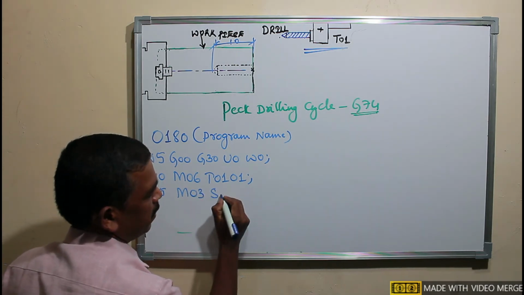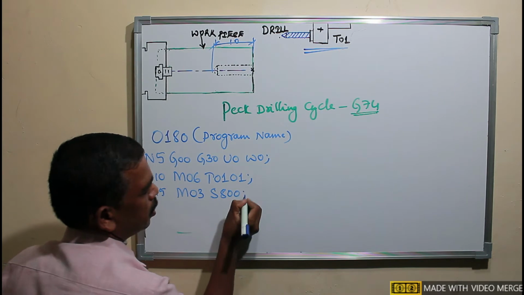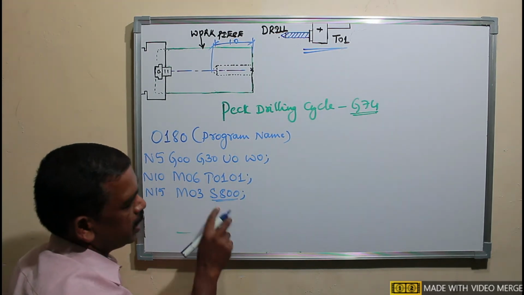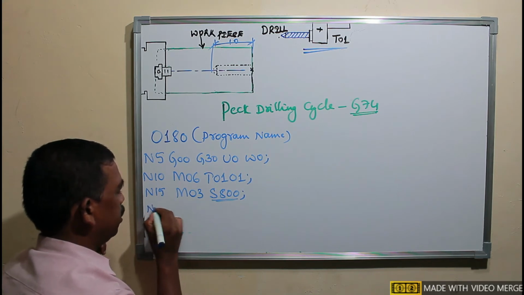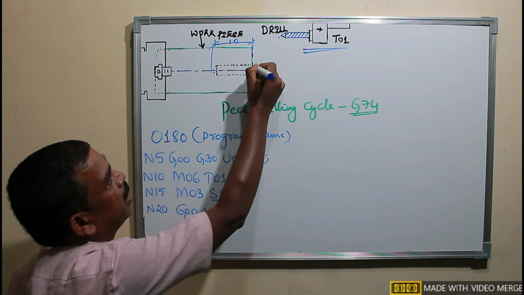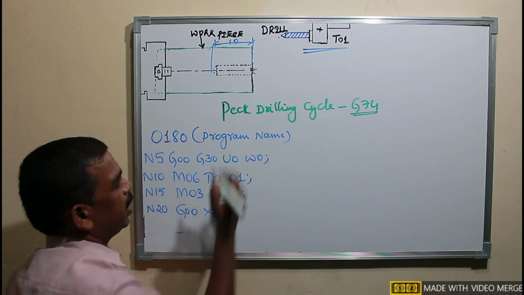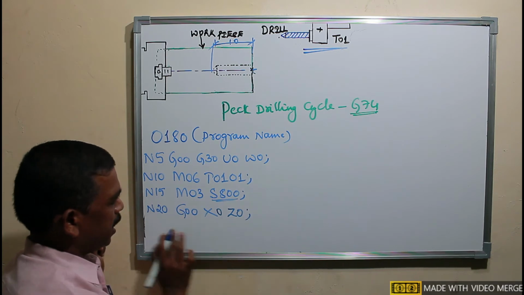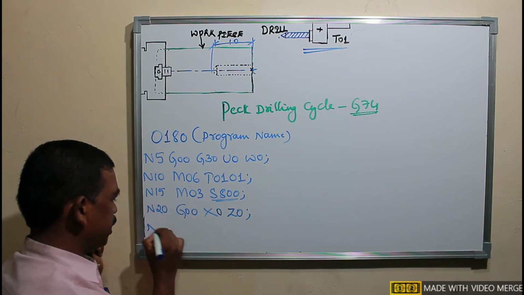N15, and then I will rotate the workpiece. M03 and the spindle speed may be 800. So this RPM depends upon the diameter of the drill bit, so we should select accordingly. And then N20. So I will move the tool rapidly to the work zero and face of the work, X0 and Z0. So feed is not necessary here because G00 is there.